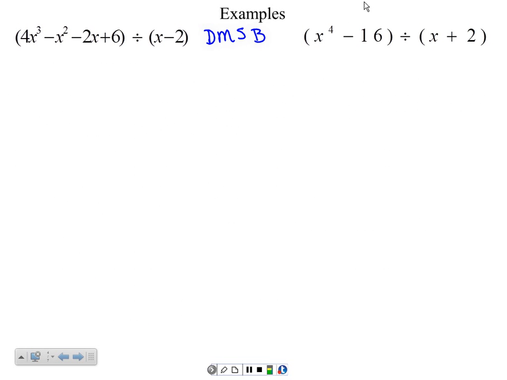So we're going to set up this x minus 2, which is called your divisor, so that's going to go on the outside. And then this 4x to the third minus x squared minus 2x plus 6, that's your dividend, and that's going to go on the inside.